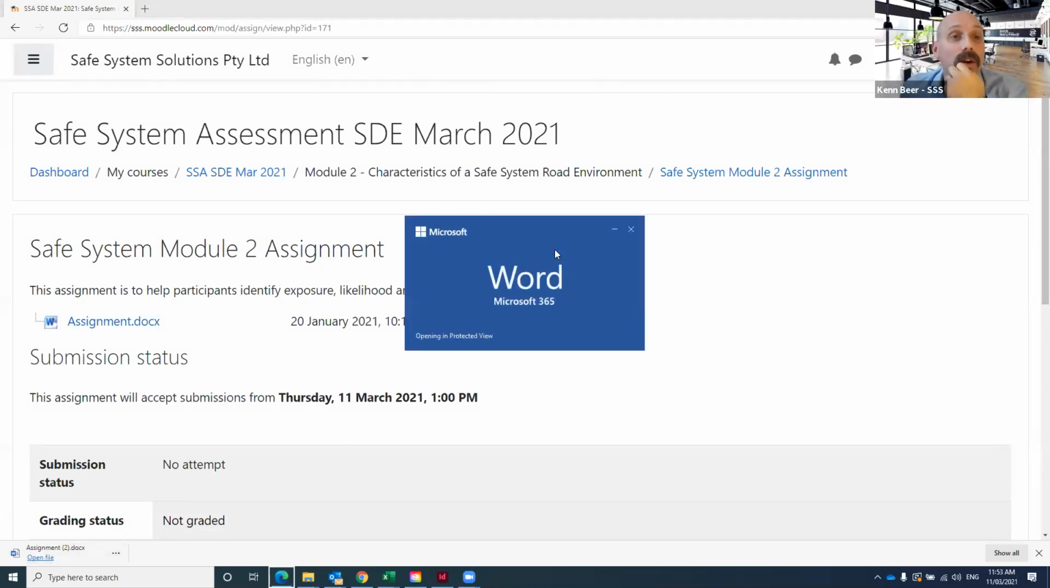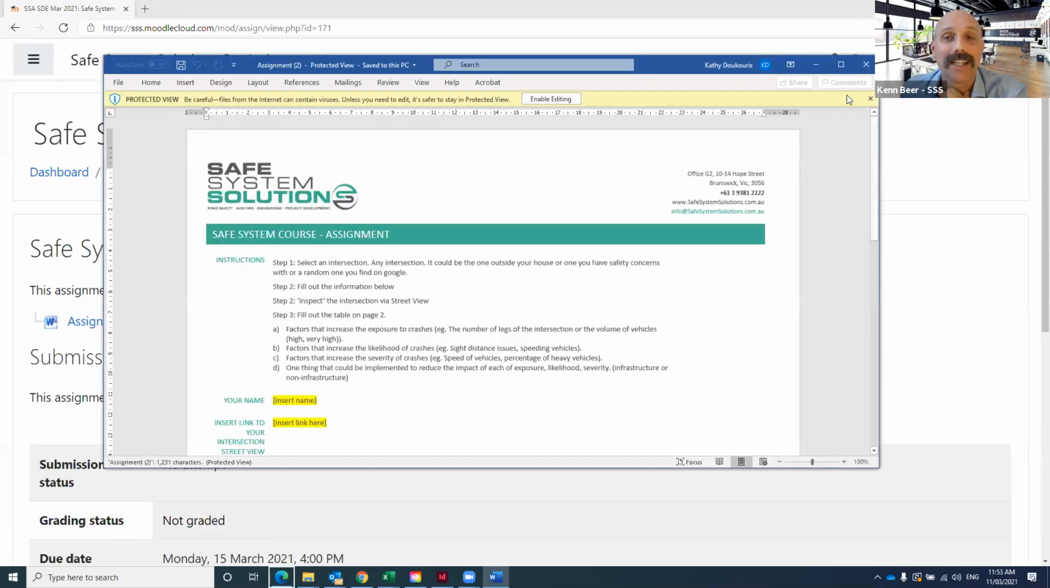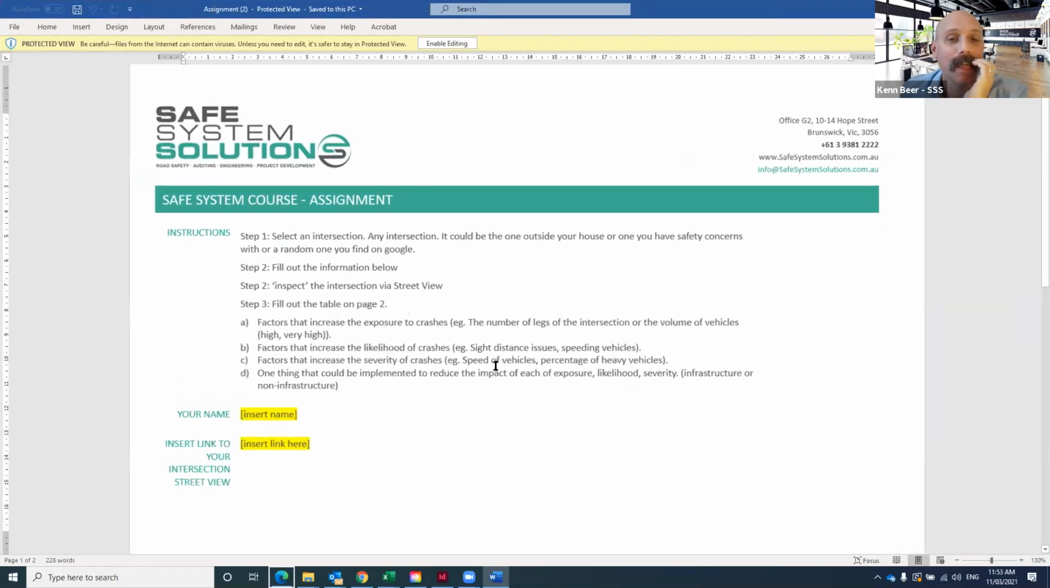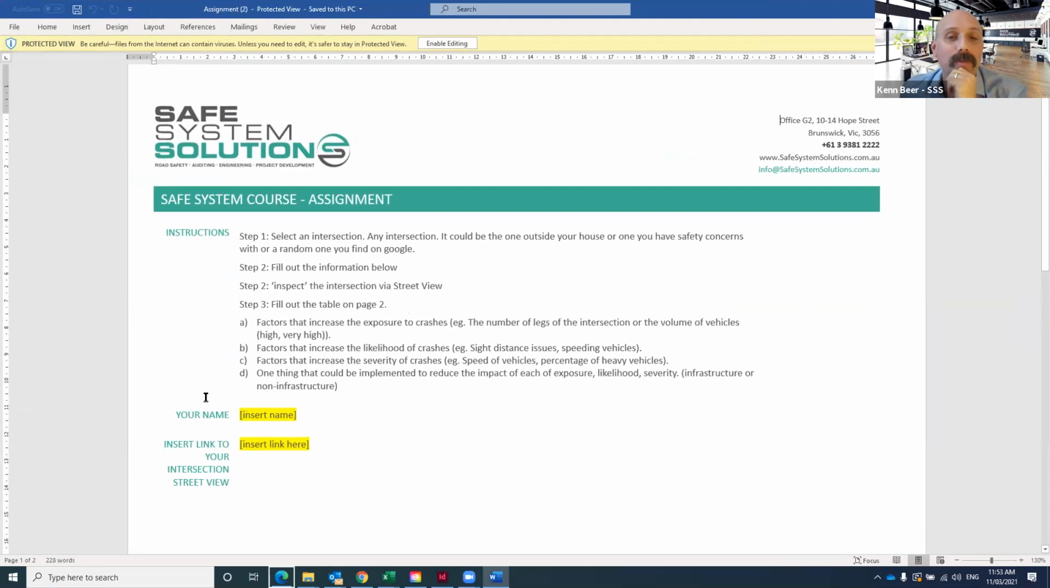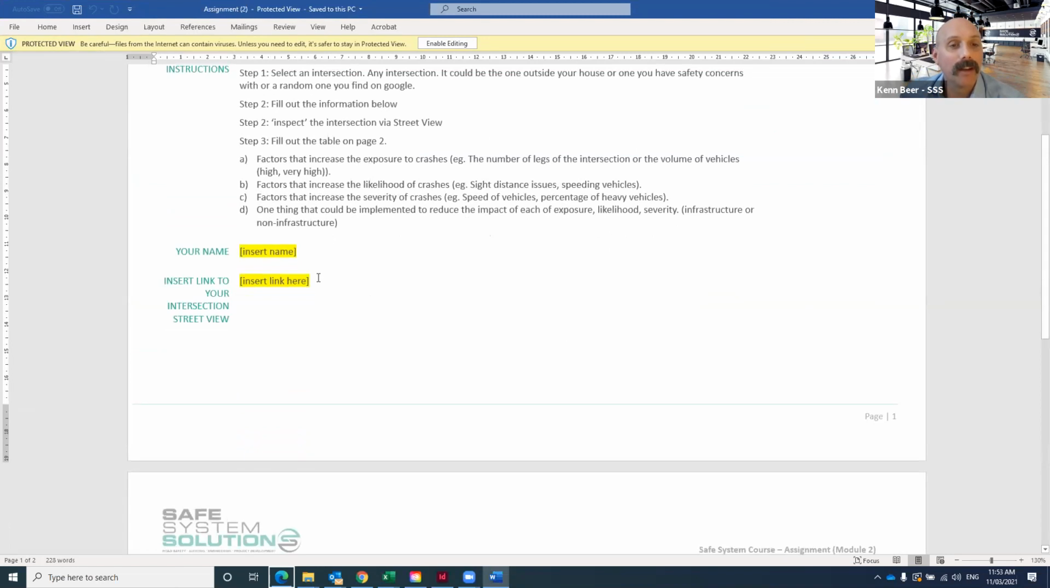So you're going to open that Word document and you're going to be filling out anything that is highlighted yellow. That's your job, okay? Is it same on the USB? Yes. So you're going to put your name in. What you're going to do is pick an intersection, okay? It could be any intersection you want. It could be the one out the front of your house or your office. It could be one you thought about, oh, when I was on holiday, that was an interesting intersection. Does not matter. You pick it, okay?